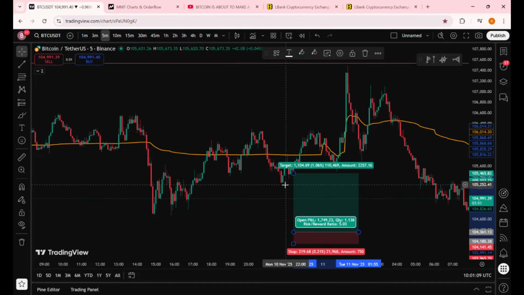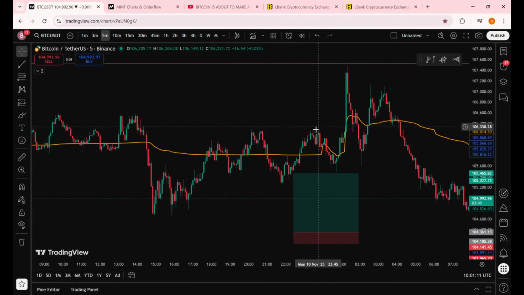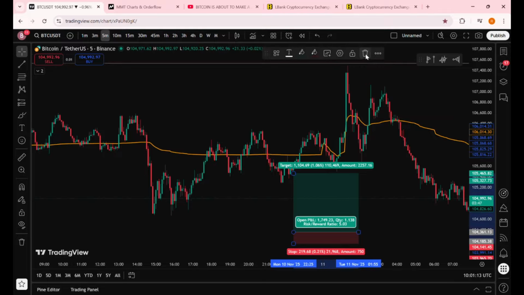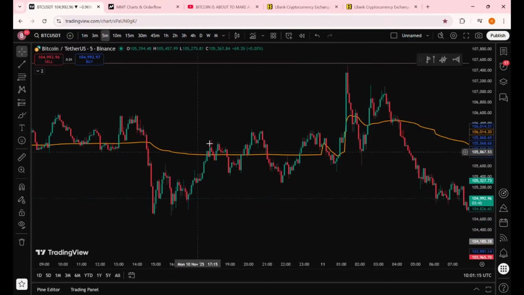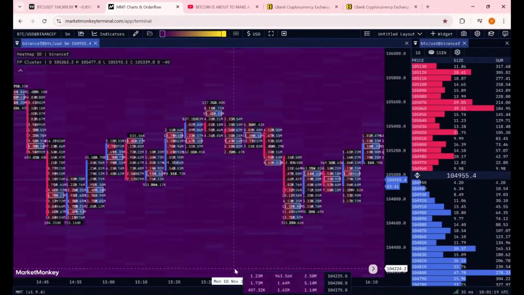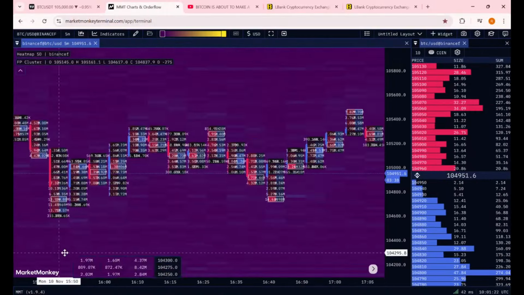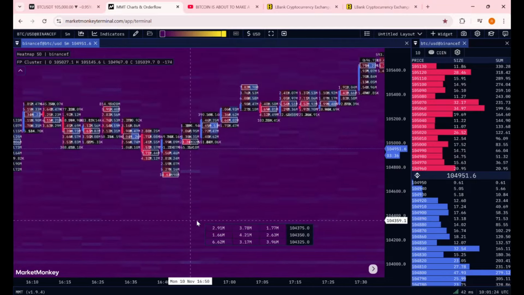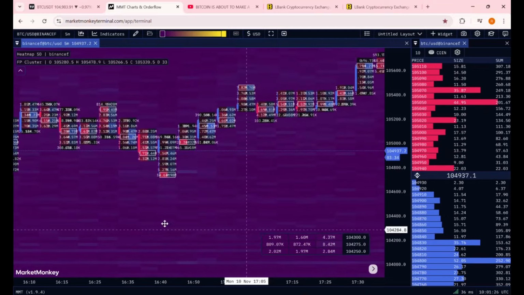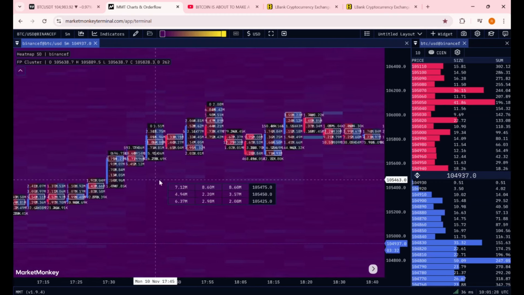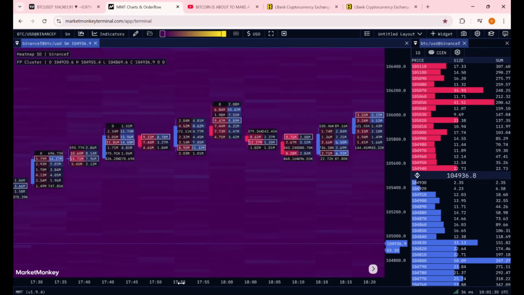So we want to go back to this time zone, which would have been Monday 1750. Okay, Monday 1750 is over here. Okay, let me just double check that. Okay, so what we see here is very simple.